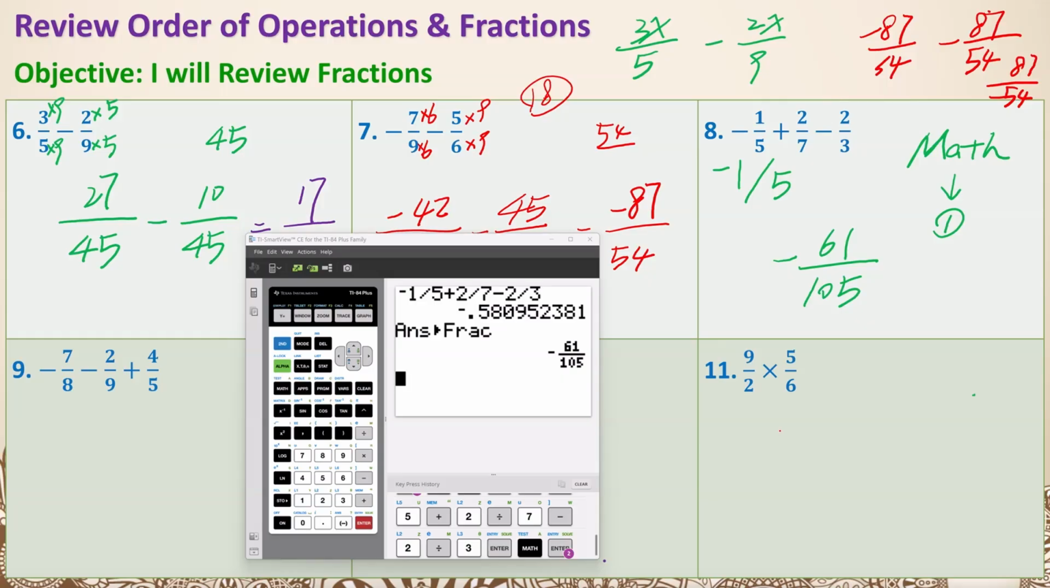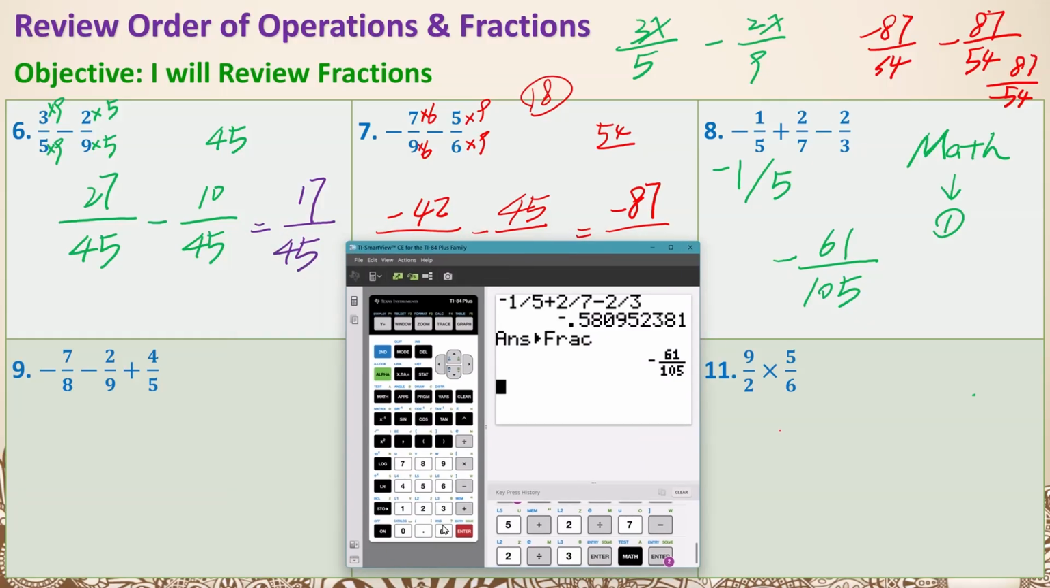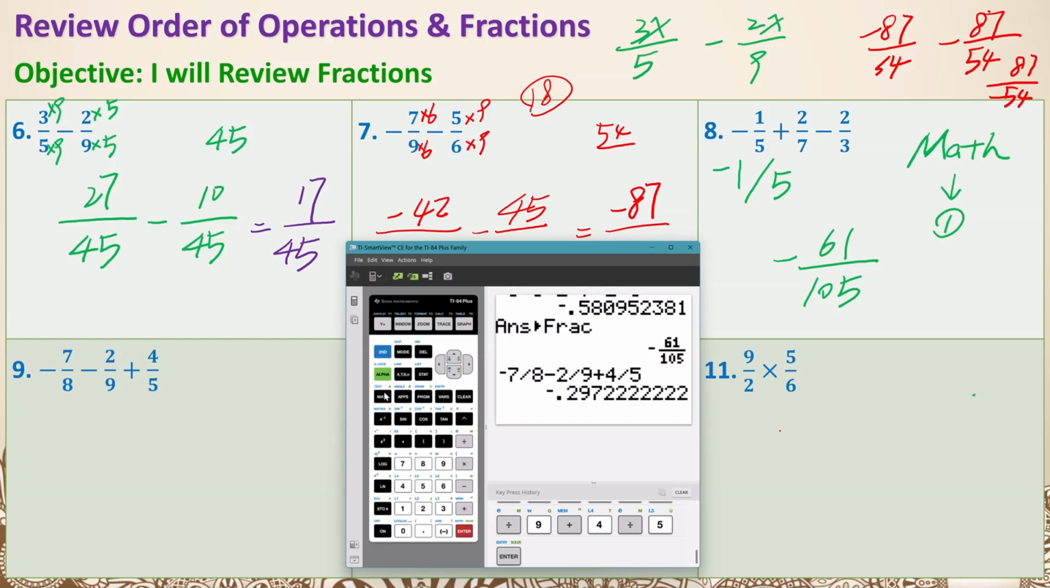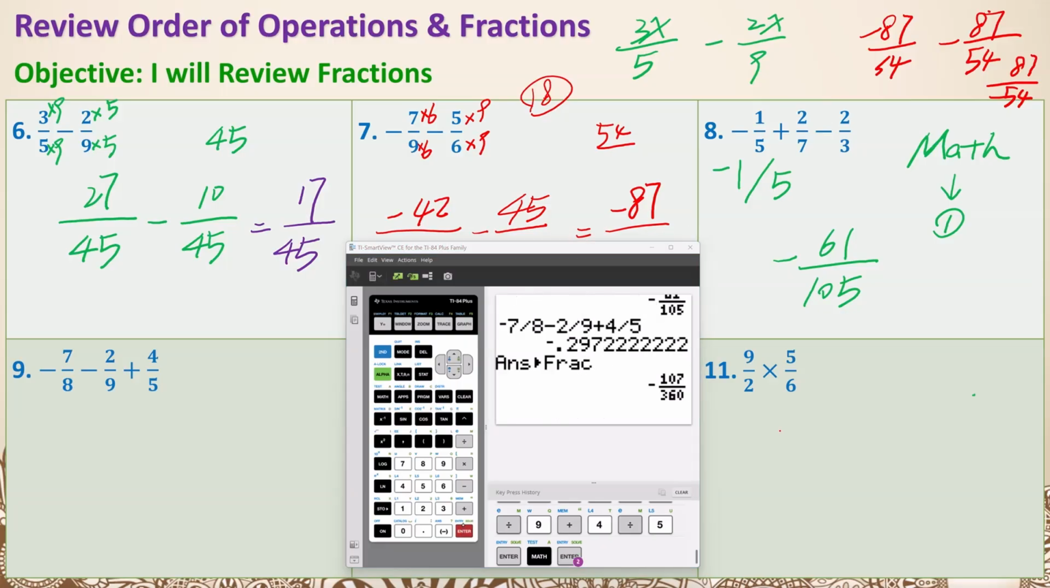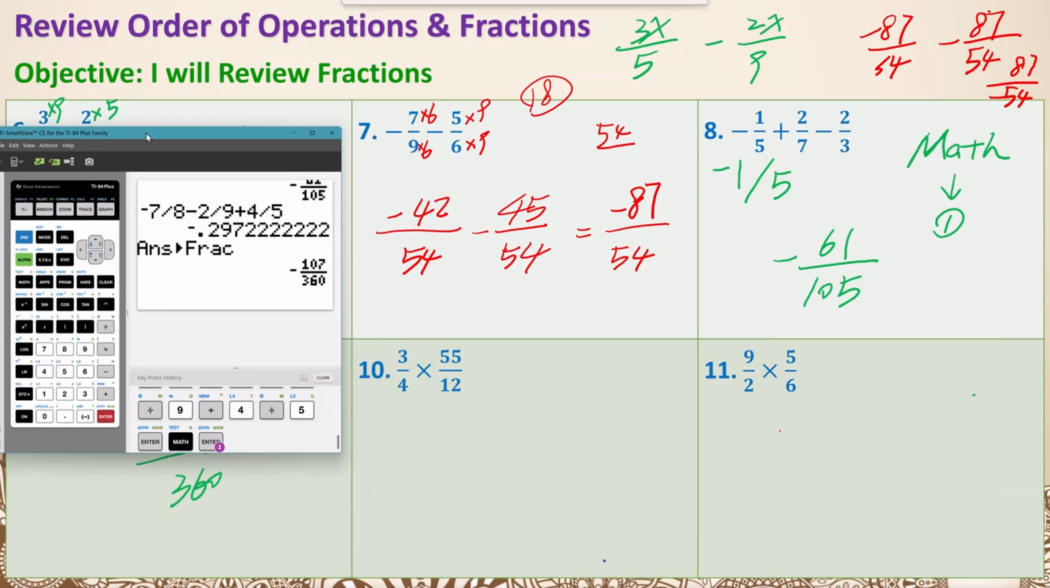Okay, now please try with example 9. Hopefully you have tried. Let's type it in. -7 over 8 minus 2 divided by 9 plus 4 divided by 5. Some of you might be like, wait, what happens if I actually do a negative sign in the front? Well, I mean a subtraction sign in the front. You're going to get an error message, and then you do need to actually use the negative sign. So enter. We're still getting a decimal answer. Now I can just press math and choose the first one, change the answer to a fraction, which is -107 divided by 360.